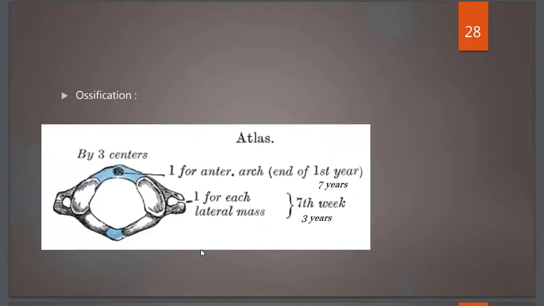Now coming to the ossification, it has three ossification centers. One is for the anterior arch, which appears in the first year, and complete fusion finishes by 7 years. The two other primary ossification centers develop for each lateral mass, which appears during the 7th week and finishes ossification by the 3rd year.